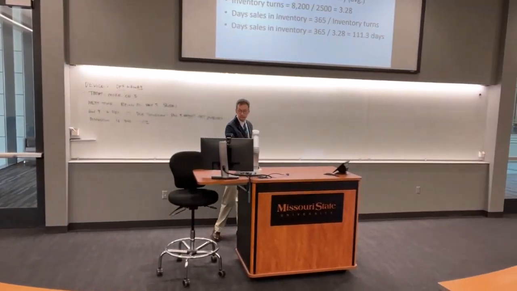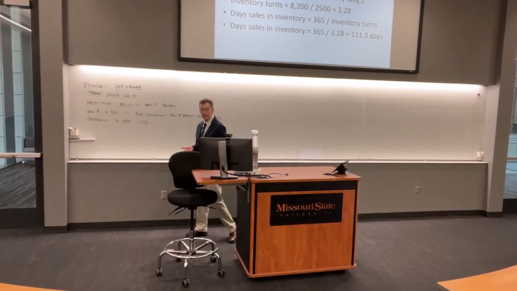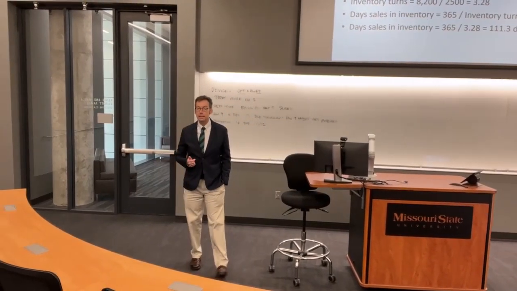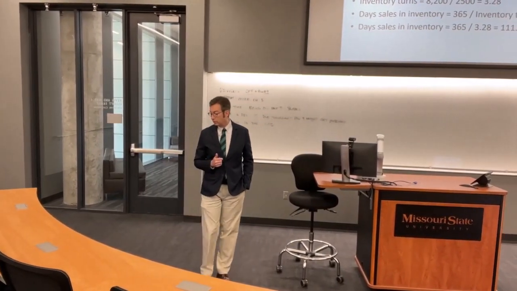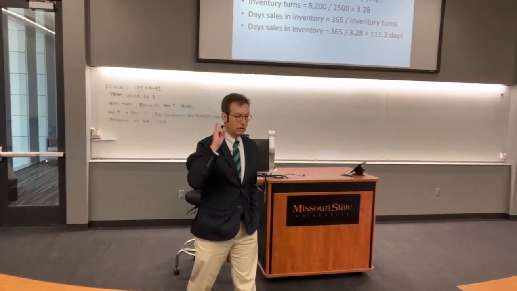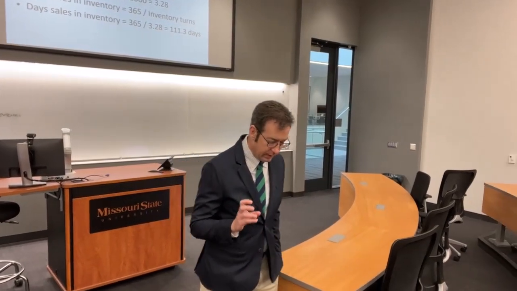Okay, so 8,200 divided by 2,500 tells me 3.28. And if I take 365 divided by 3.28, it tells me 111.3 days.